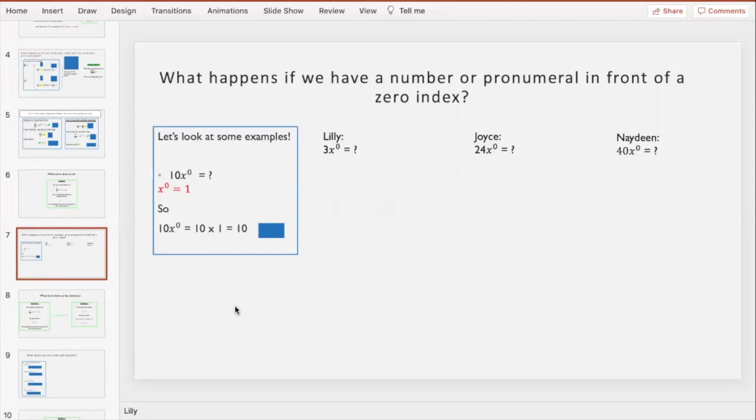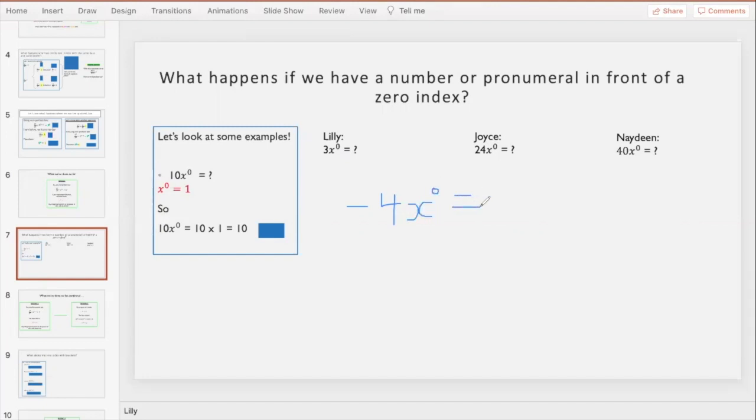Yeah, does the same rule apply if you've got a negative number instead of a positive one? That's a really great question. Girls, what do we think about that one? Does anyone have any ideas if the same rule would still apply? No ideas? That's okay. Let's do an example. How about that? So let's try negative 4x to the power of 0.